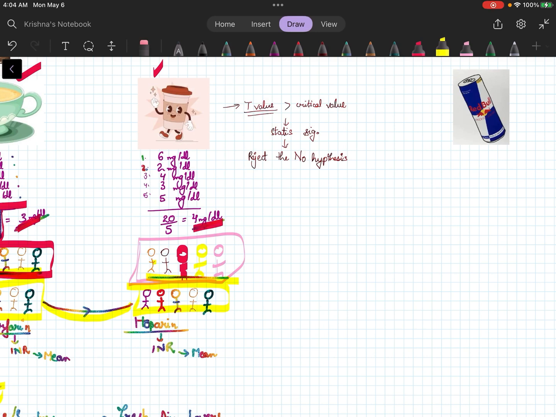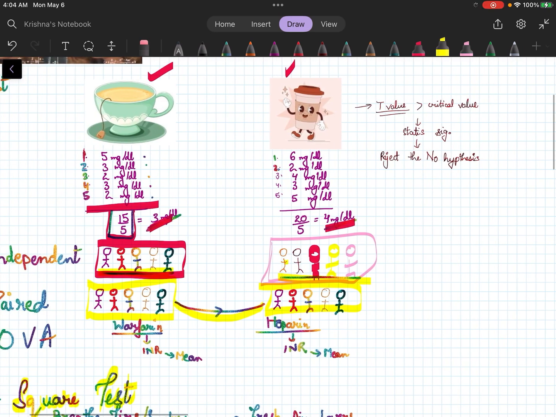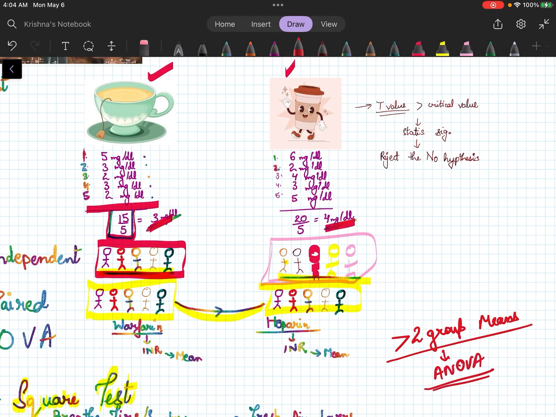Let's say, what is the average caffeine level in Red Bull drinkers and how does it compare to the coffee and the tea drinkers? So whenever we want to compare the means of more than two groups, then we use something known as the ANOVA test, analysis of variance test. It's that simple. When you're comparing means of two different groups, we use the t-test.